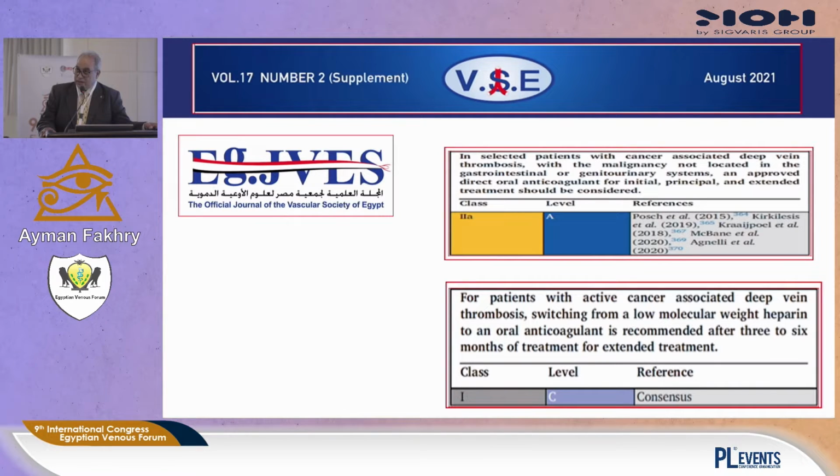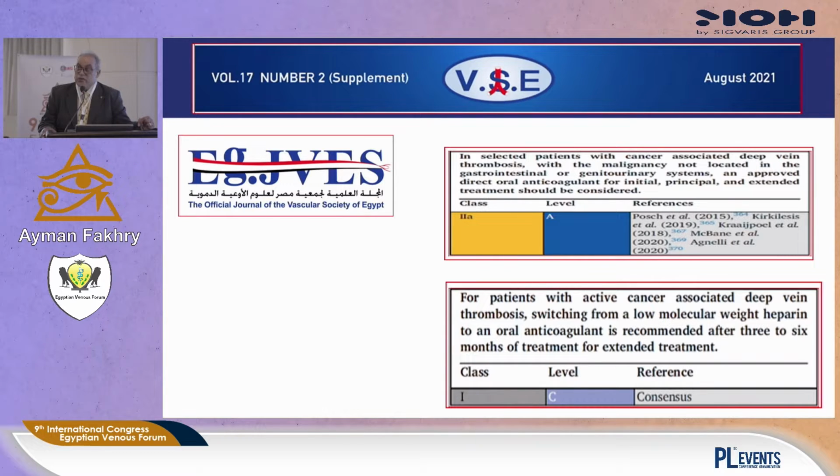Again, it has another recommendation, 2A: in selected patients with cancer-associated deep vein thrombosis with malignancy not located in the gastrointestinal or genitourinary system, an approved direct oral anticoagulant for initial, principal, and extended therapy should be considered. I think this is a revolution. They opened the way to use oral anticoagulants for the initiation therapy, maintenance therapy, and extended therapy for patients with thrombosis in malignancy. I think this is the starting revolution point.